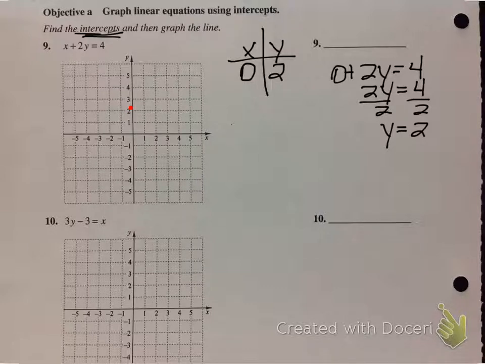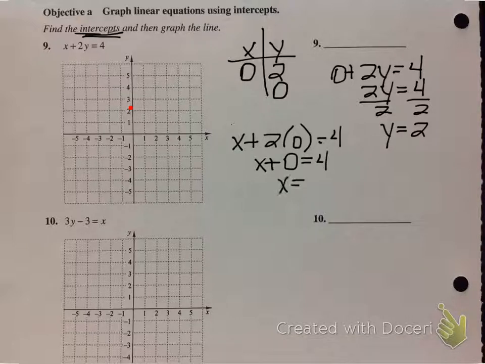Now to find the x-intercept, I'm going to plug in a 0 for y and do the same thing. So I'm going to have x plus 2 times 0 equals 4. 2 times 0 is 0, so x plus 0 equals 4, which means x equals 4. So when I plug in 0 for y, I get 4 for x. So when I graph this, that's 4, 0. That is on my x-axis. And now I graph my line.